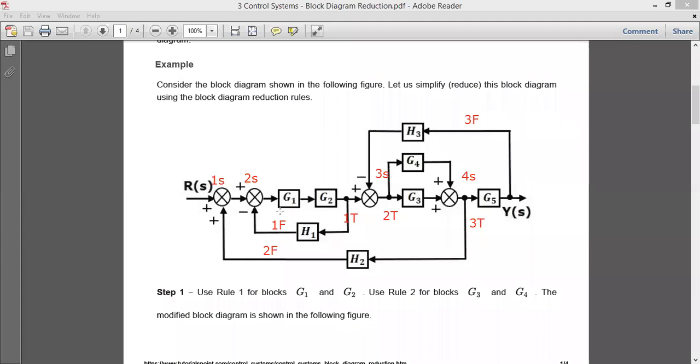So this 1f is starting from this point to this point. 2f is from this point to this point, and your 3f is from Y(s) to this summing point. But you cannot say that from this takeoff point to this summing point it is a feedback. No, it is not a feedback. For this summing point, these two blocks are in parallel.